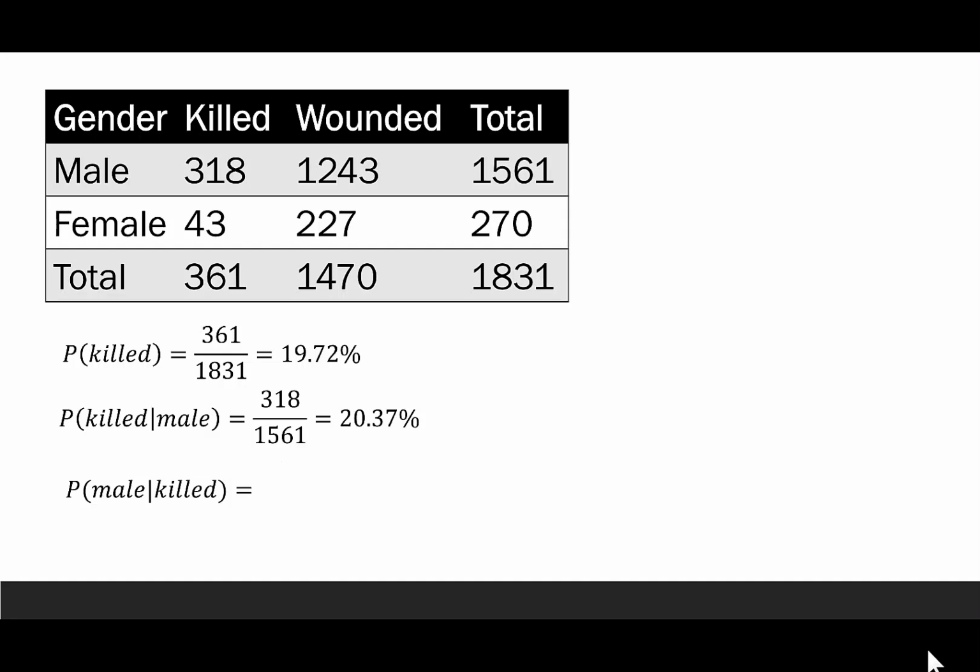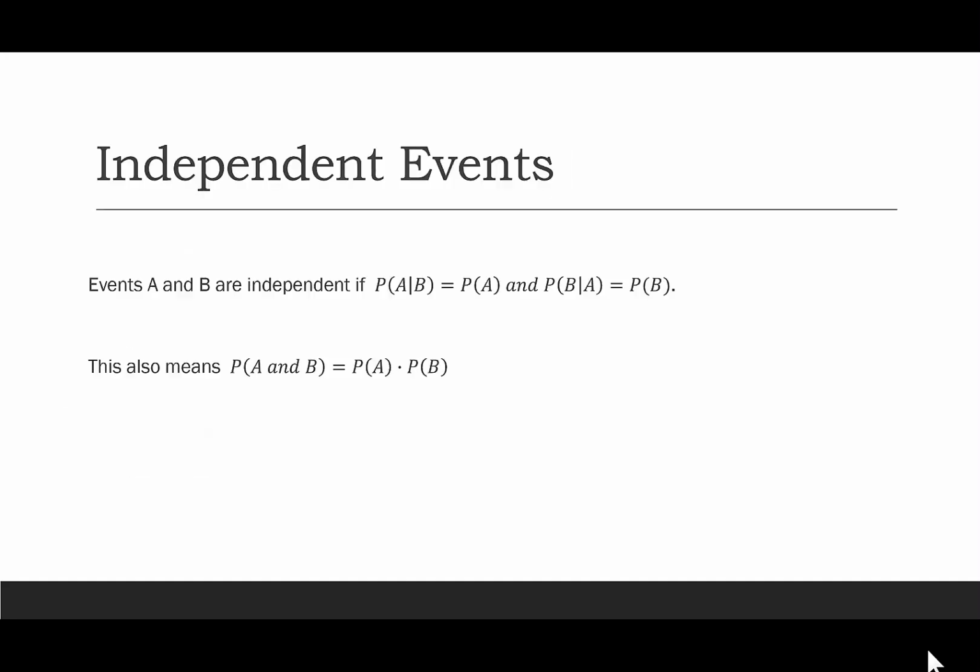Again, we look at the number of males that were killed, which is 318, but this time we divide by the total number of people that were killed, which is 361. This gives us 88.09%. Events A and B are independent if the probability of A given B is the probability of A, and the probability of B given A is the probability of B.